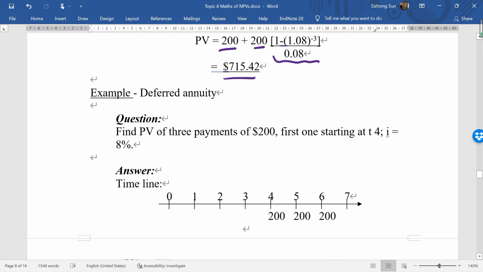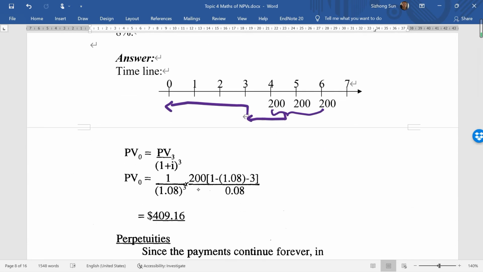$715.42. For the deferred annuity, this 3 years of $200 payments occurred starting at the end of year 4, so we can apply the annuity formula to discount it back to 1 year before the first payment, which is the end of year 3. Then we need to further discount it back to year 0. That's what this is: present value in year 3 times (1 plus I) raised to the power negative 3.